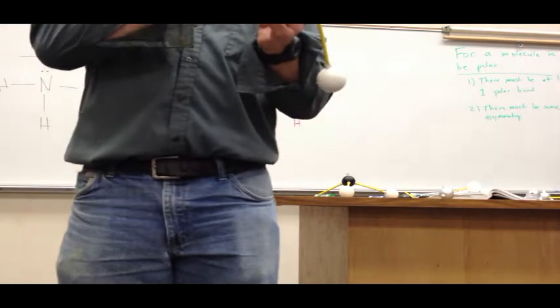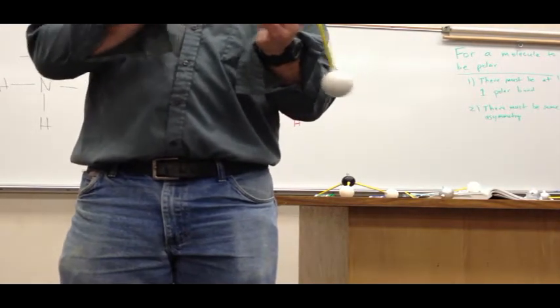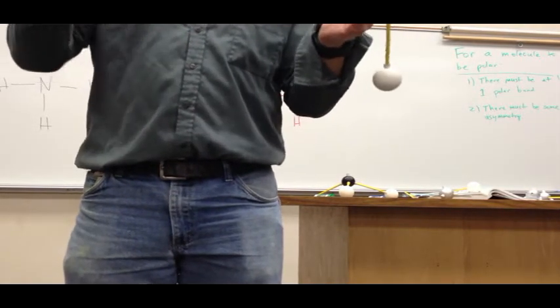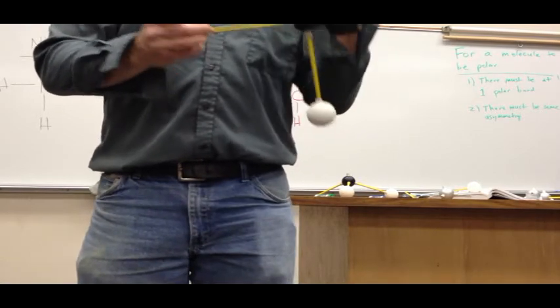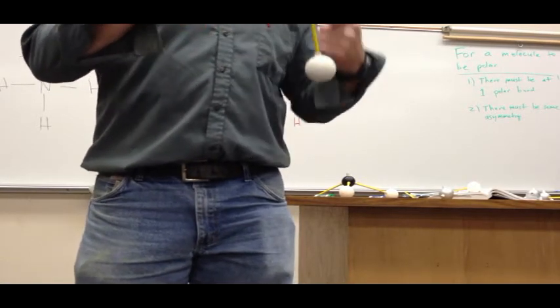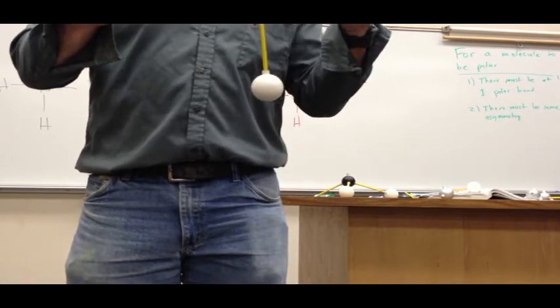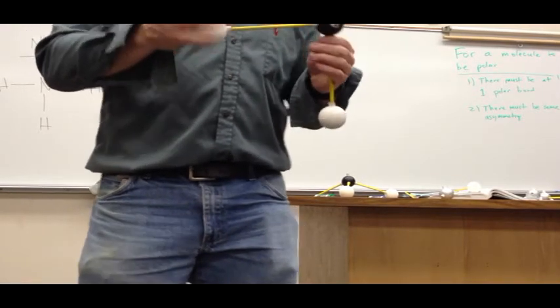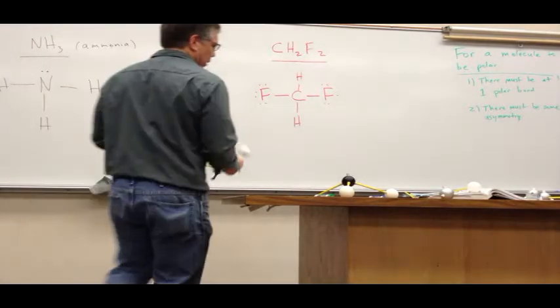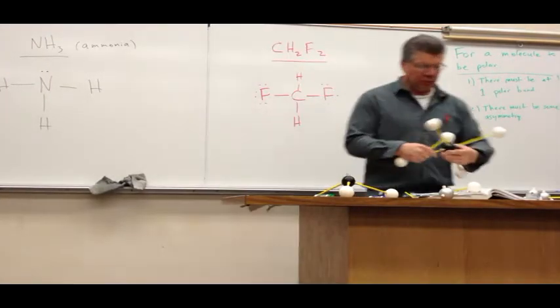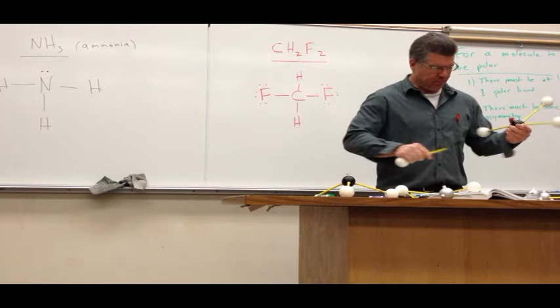If you change it, if one of these is different, now it's polar, right? And if there's two different ones, then it depends where they are. If they're opposite, then it's non-polar. If they're here and here, then it's polar. See how that goes? So now you can predict whether or not at least any of these simple shapes are polar or non-polar.